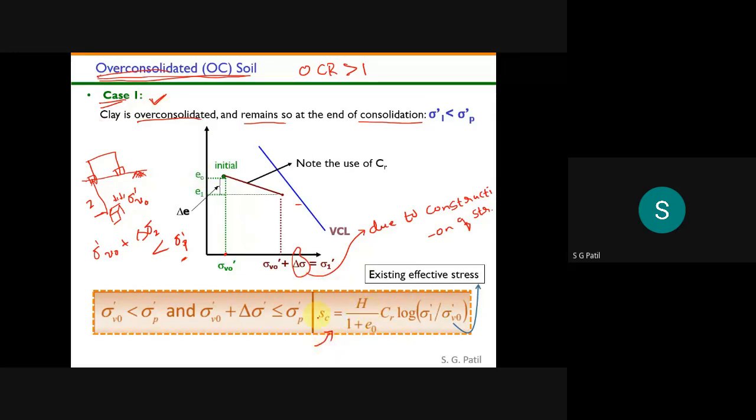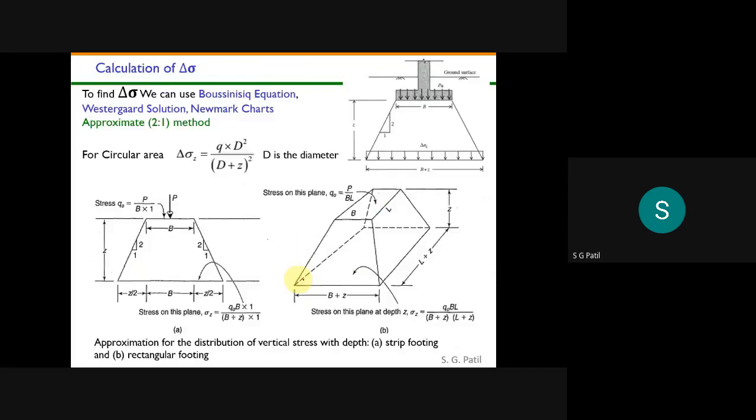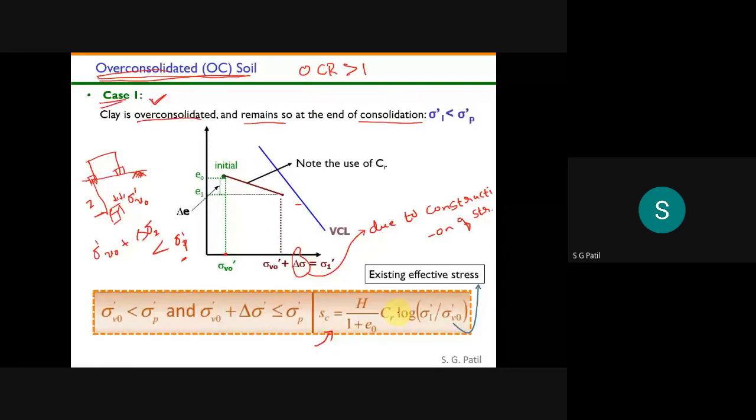If you recall this equation, it is exactly the same as your previous equation, except here we are using CC, the compression index. But here, if you see, we are using the recompression index. This is the only change here. The rest of the thing is similar.